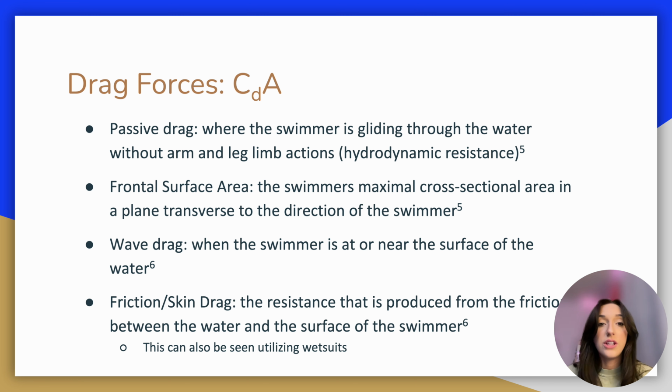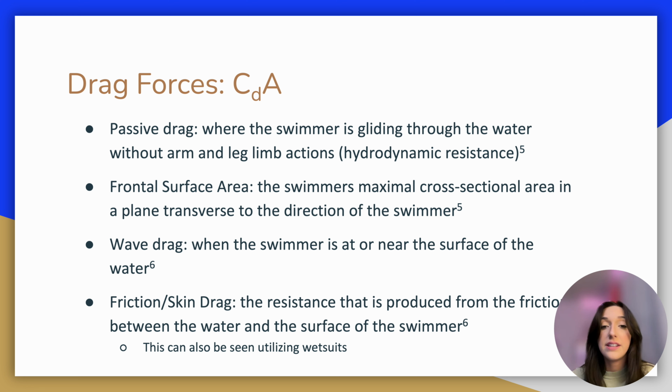Now, looking at the CD and A portion of the equation that was previously mentioned, commonly in the literature they put the coefficient of drag and the frontal surface area together because they all impact the resistive forces on the swimmer. Looking at passive drag, these are additional factors that we consider as drag, and they can be considered specifically under resistive forces. Passive drag is where the swimmer is gliding through the water without arm or limb actions, and this is also seen as hydrodynamic resistance.